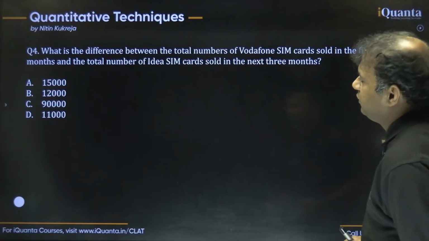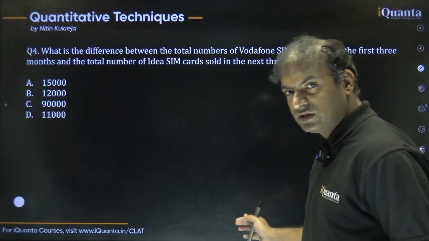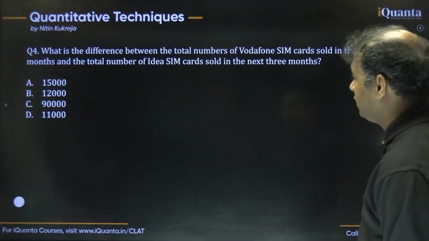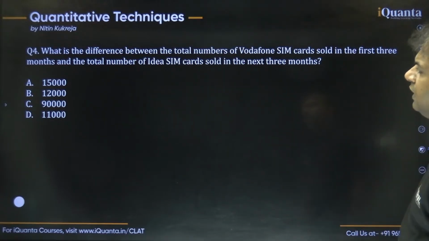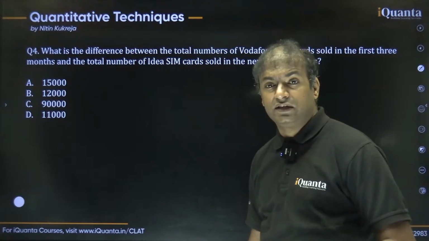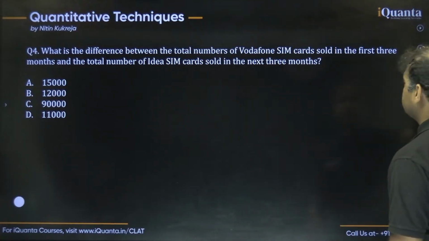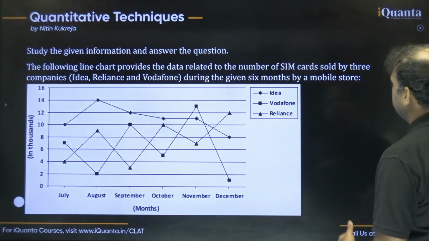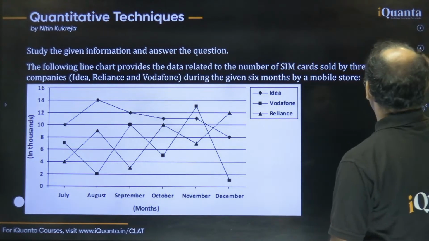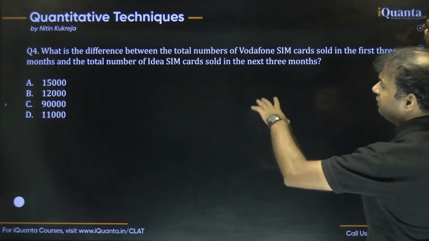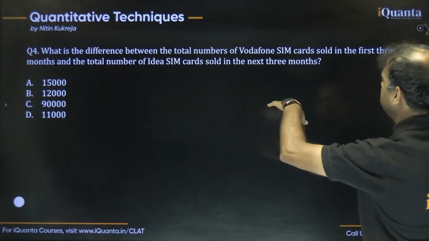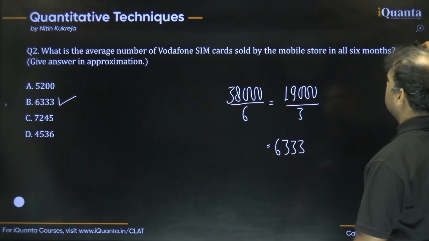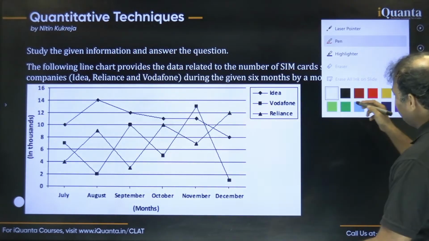Easy question, in fact, right? In the first 3 months, we have to find the Voda SIM cards sold. In the last 3 months, we have to find the Idea SIM cards sold, and then we have to find the difference of them, right? Okay, let's go to the first table in the beginning, right? First 3 months Voda, last 3 months it was, I believe, Idea, yes. Okay, so first 3 months Voda, let's write this here only, okay?